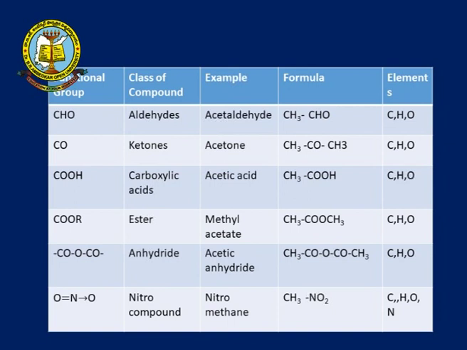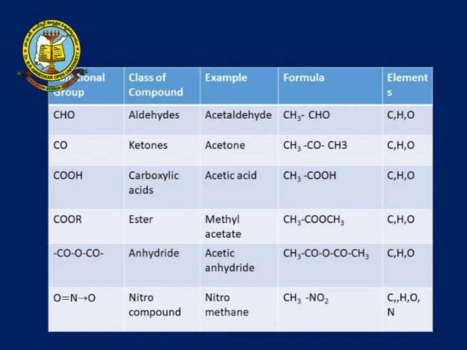And the family containing the COOH group is referred to as carboxylic acids. COOR refers to the ester functional group, and the family is known as the ester family. Similarly, the COOCO group is known as an anhydride group, and the complete family is referred to as the anhydride family.